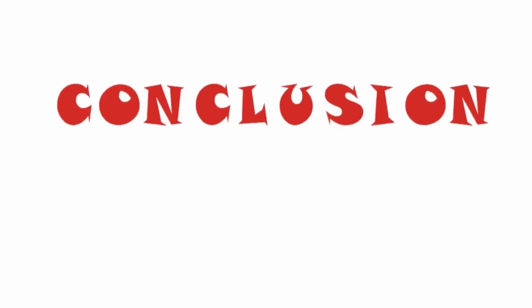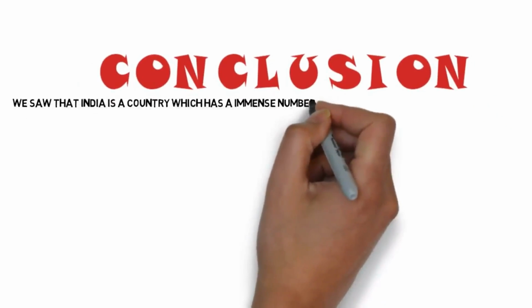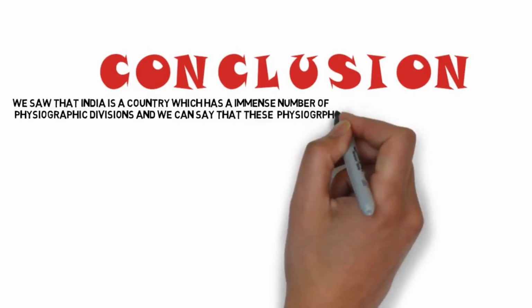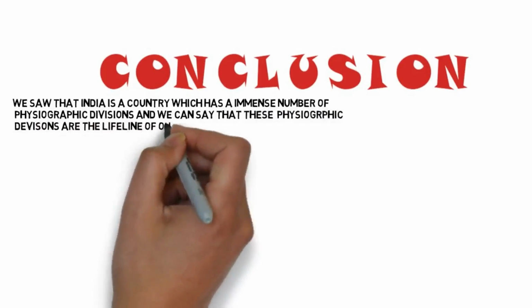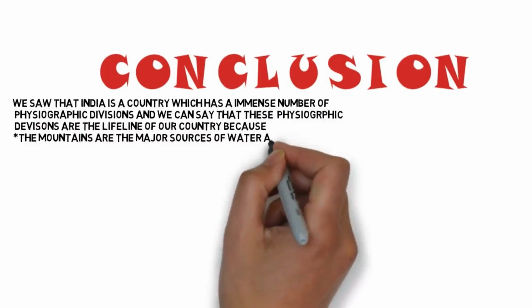Conclusion. We saw that India is a country which has an immense number of physiographic divisions, and we can say that these physiographic divisions are the lifeline of our country because the mountains are the major sources of water and forest wealth.